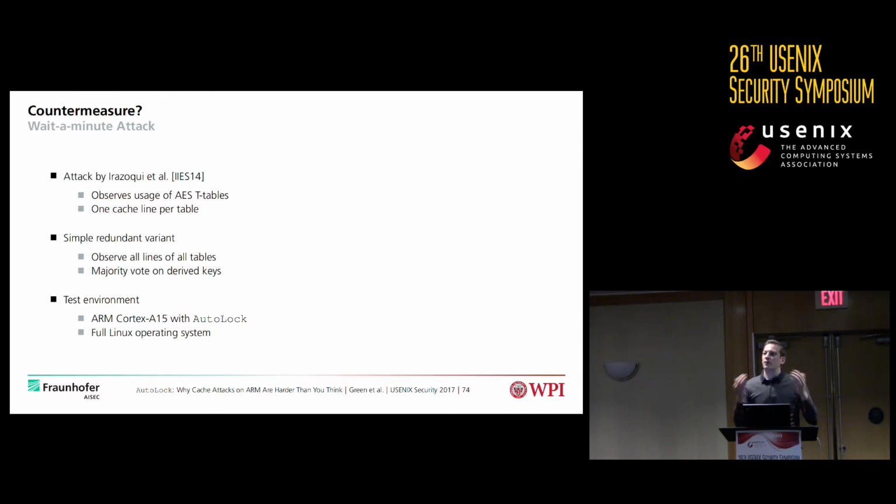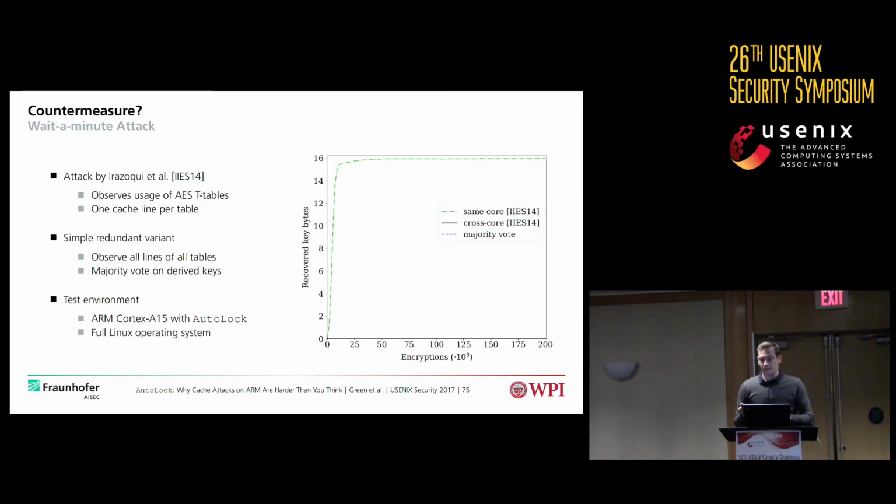The original attack only observes one line per table. So what we did is build a very simple redundant version of it by observing all the lines, doing the attack with the observation on all the lines, and for all the keys that we get out, we do a simple majority vote on the key bytes that come out. We implemented it on a test environment featuring an ARM Cortex-A15 that implements AutoLock, and also some operating system, of course, because we want to have this background activity. So these are the results.